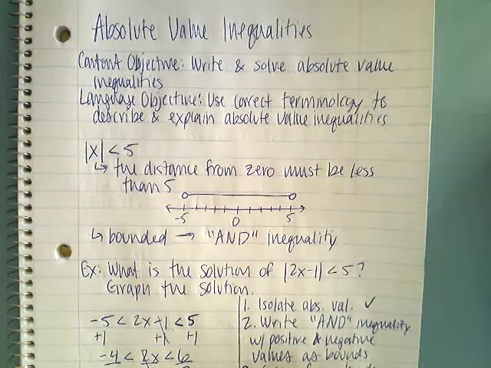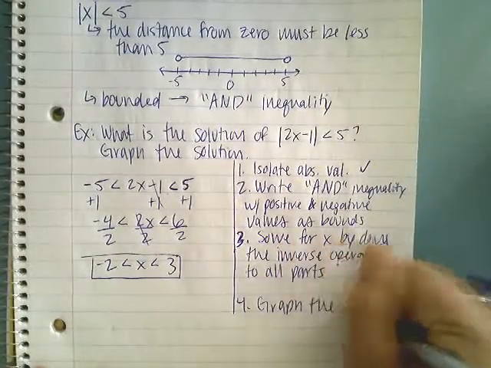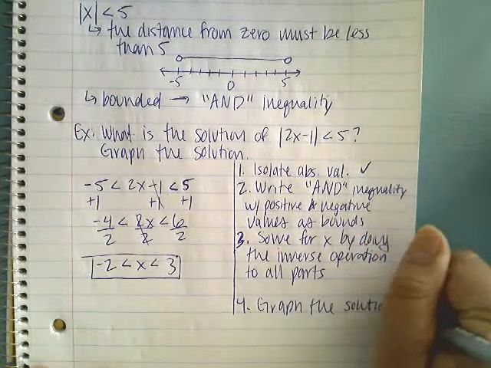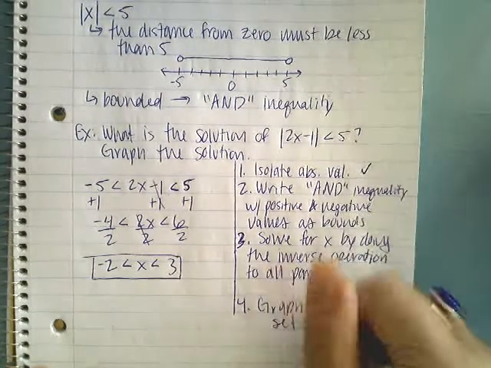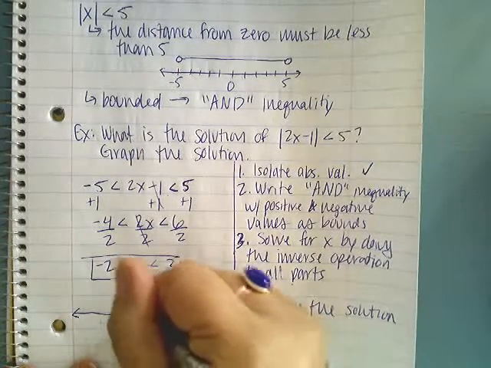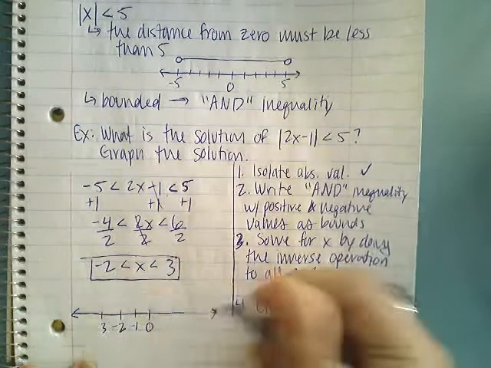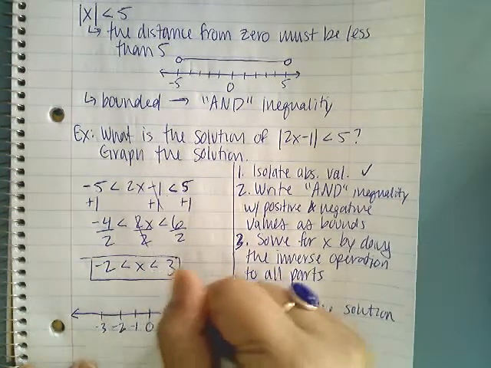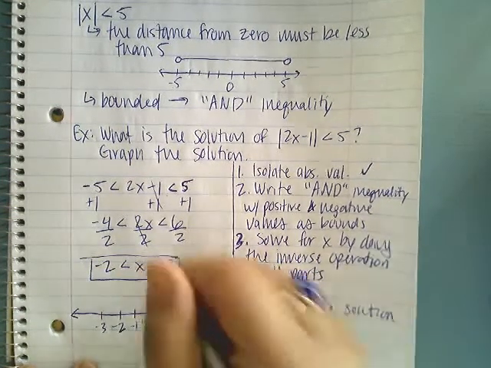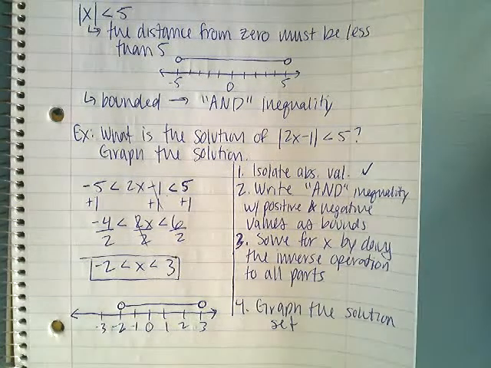So my last step, step 4, is to graph the solution. So when I do that, I know it's going to be bounded because it's an and inequality. So I have -2, -1, 0, 1, 2, 3. So I have an open circle because neither of these are equal to, and it's bounded, so I'm going to connect those dots, and that is my answer.